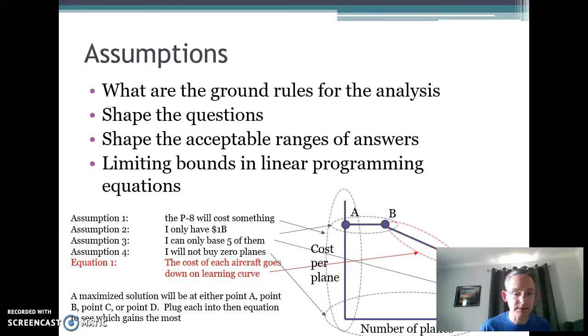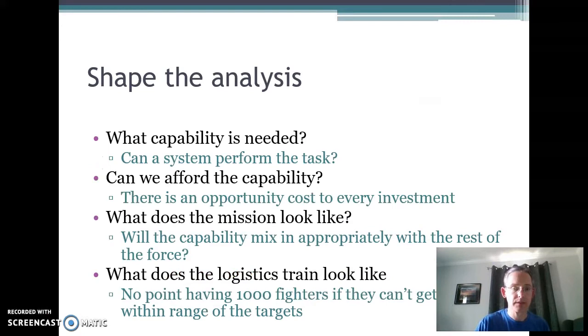Based on linear optimization, one of those points is going to be the maximum answer. Now we have to go through and say which one gains them the most effectiveness over the questions that we had earlier. But wherever you base those assumptions, they are going to drive you to one of those points. So it's key to understand those and make sure we're getting those right up front. Then once you've got that, it shapes the analysis.